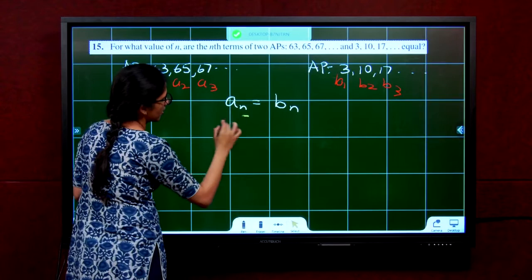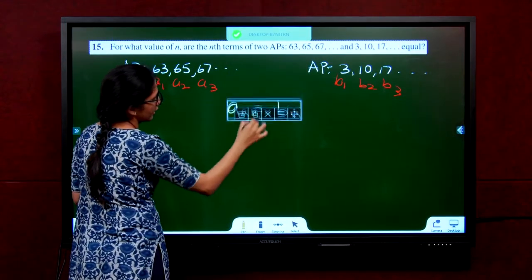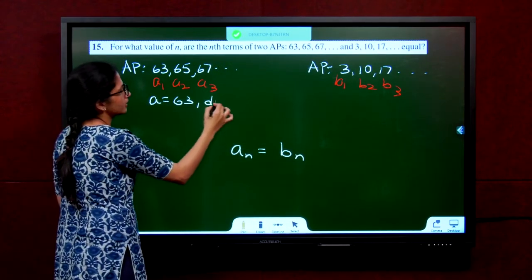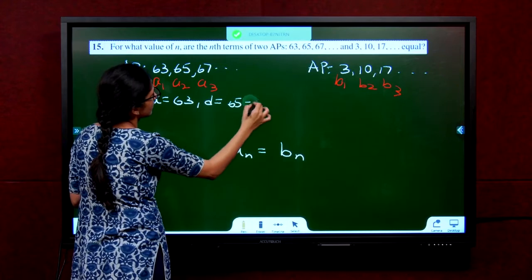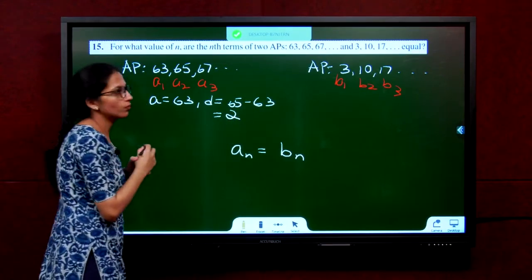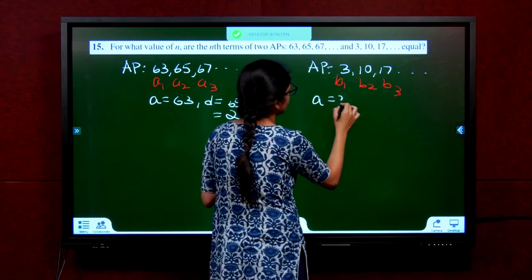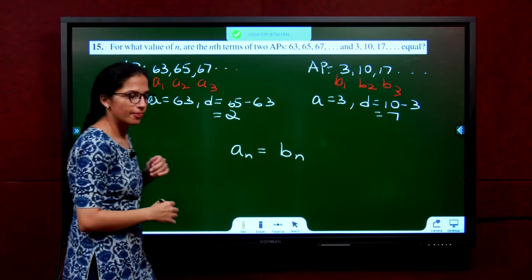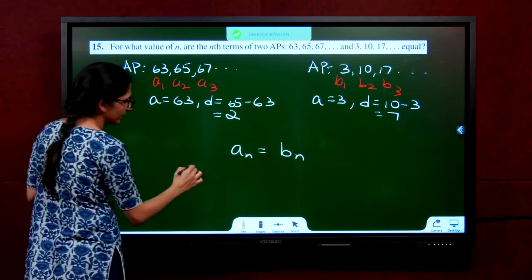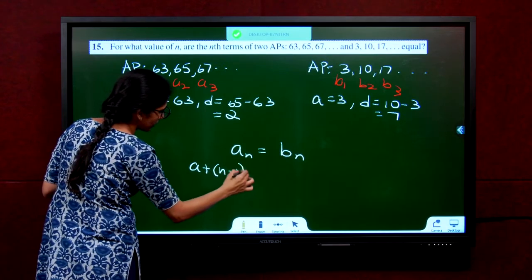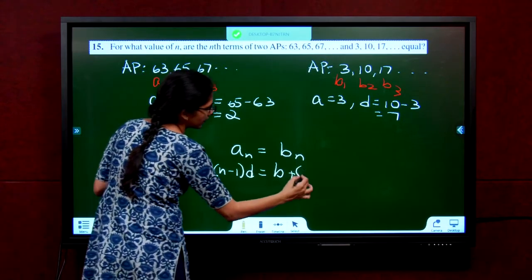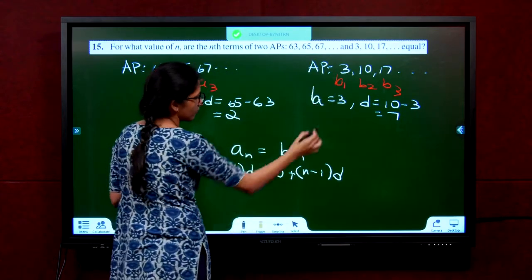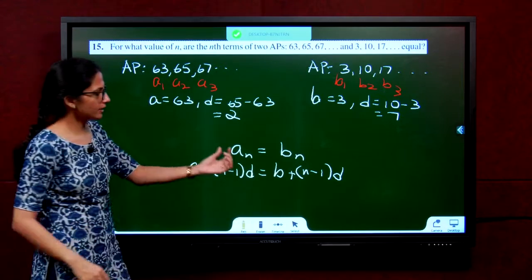Before we do that, let's write down the values of a and d here. What is a here? 63. What is d? 65 minus 63, 2. What is a here? 3. What is d? 10 minus 3, 7. Now an is equal to bn. a plus n minus 1 into d is equal to b plus n minus 1 into d. Since this is b1, b2, b3, we will call this bn.